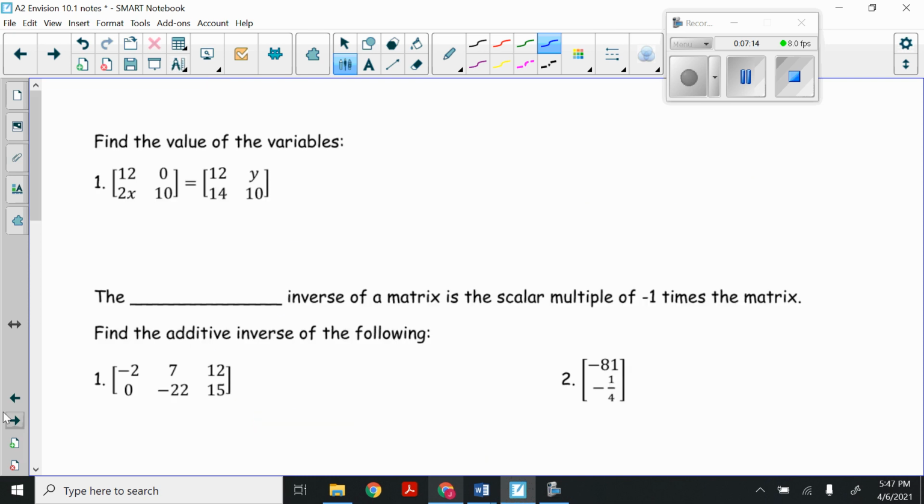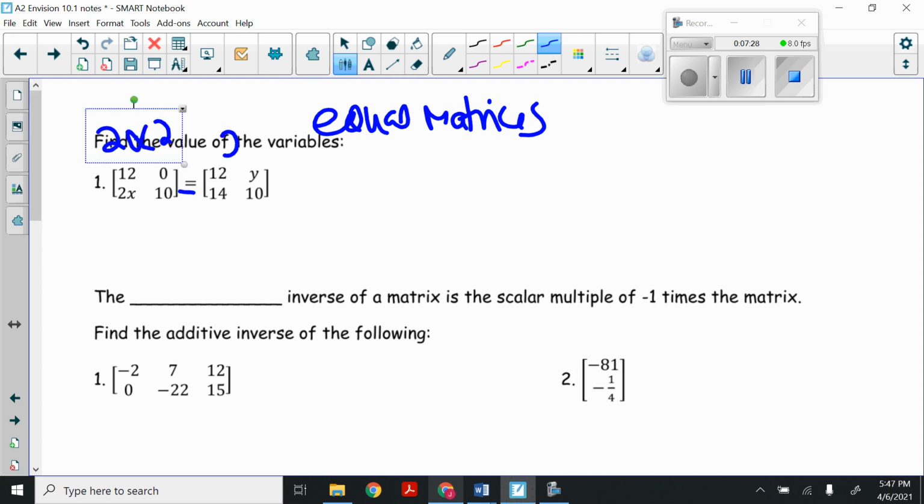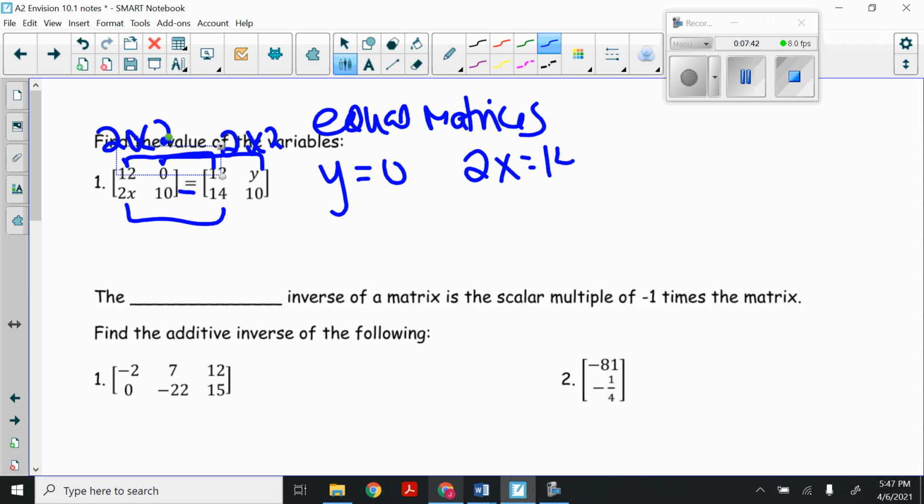Okay, next page. Find the value of the variables. You see here that these are equal matrices, because I have one matrix on this side, a 2 by 2, and then I have an equal sign and another 2 by 2. So that means my corresponding elements are equal to each other. So I see 12 and 12. So 0 equals y, 2x equals 14. So then solve that for x, I get x is equal to 7. So x equals 7, y equals 0.